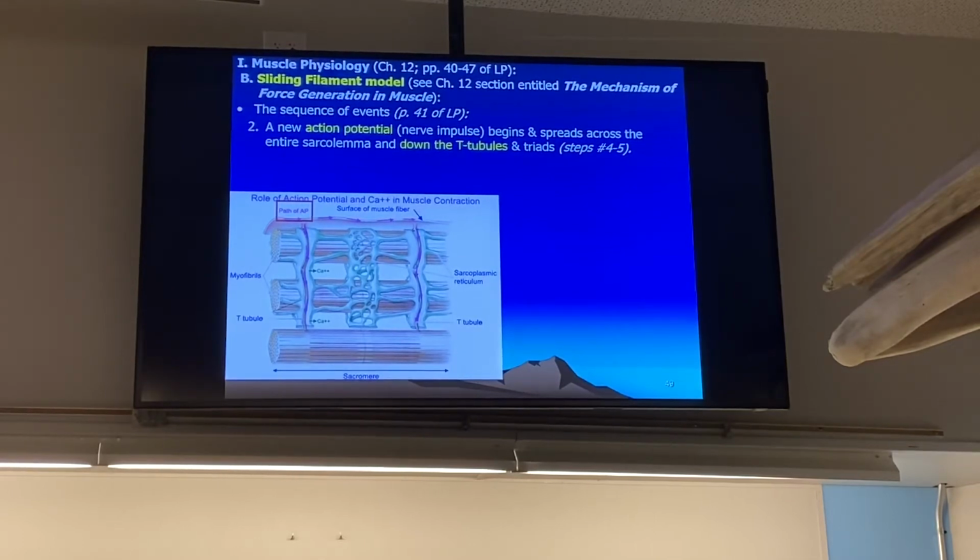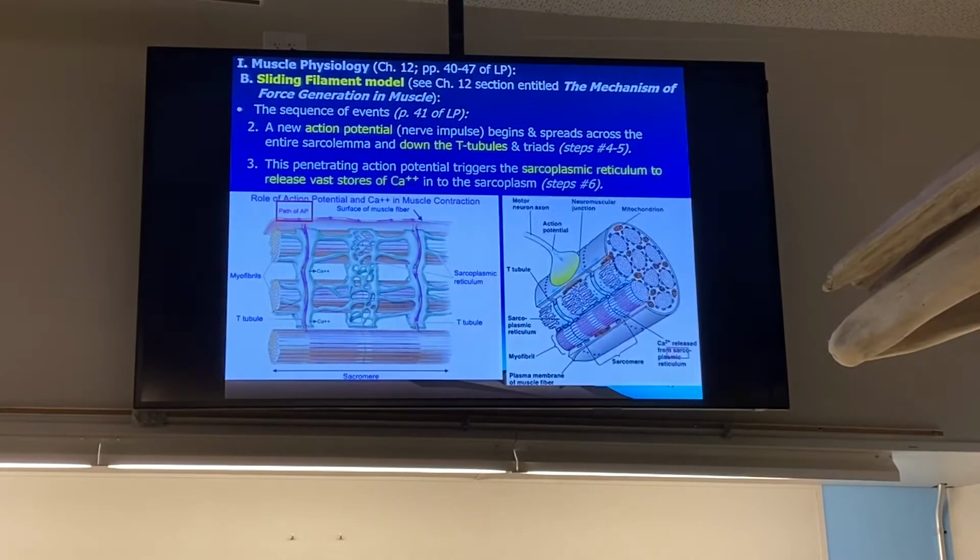What happens then? That action potential is going to cause the calcium pumps to turn off on the sarcoplasmic reticulum, and also opens up calcium gates, allowing calcium to be released out of the sarcoplasmic reticulum to the sarcoplasm. Do you see why we have to learn all these sarco words? What happens when there's calcium in the sarcoplasm?